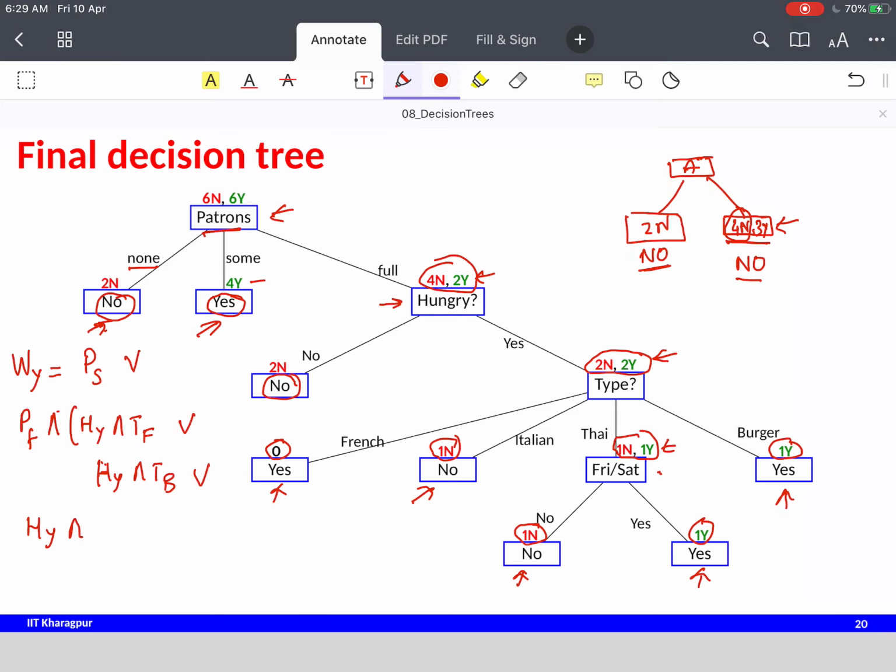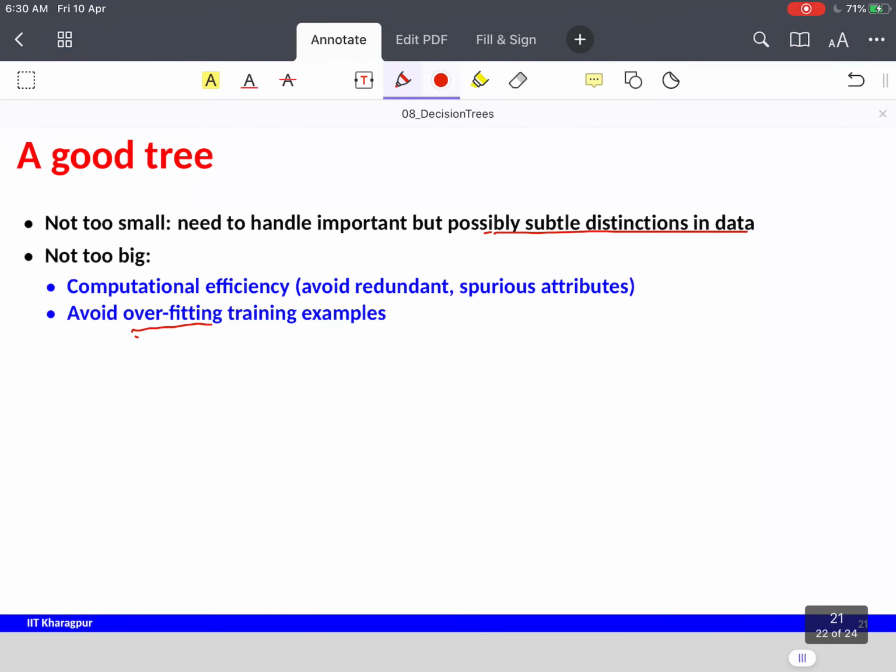Sorry, I made a mistake here. So it will be Thai and Friday or Saturday, yes. So this is the actual Boolean expression to predict yes. So I can construct a Boolean expression out of this tree.